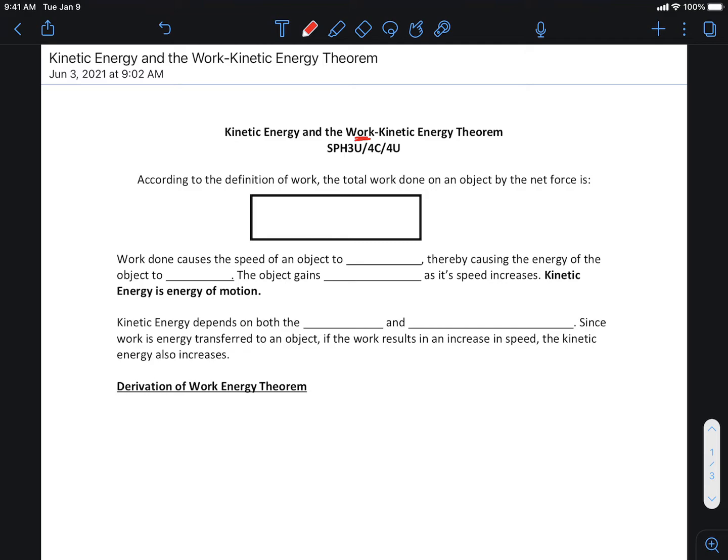So according to the definition of work, the total work done on an object by the net force, we can denote it W total, and this is just a recap of this morning's stuff. We could add up the forces, times cosine theta, times delta D.